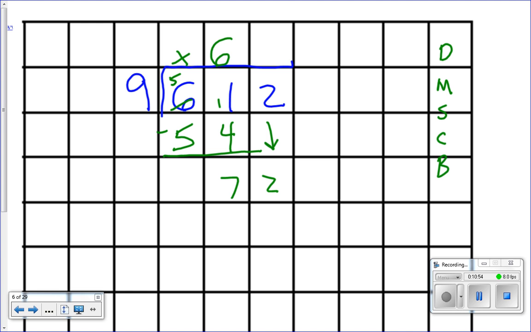I want to stop here for just a second and point out this is why your teachers are always on you to know your fact families. If you know your 9s, you would know that 8 times 9 is 72, so I'll put the 8 up here.